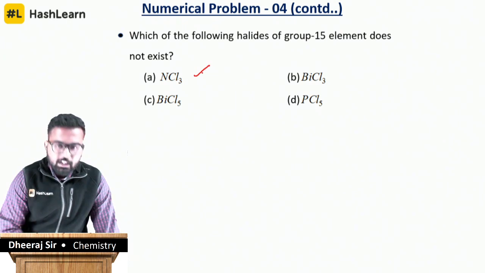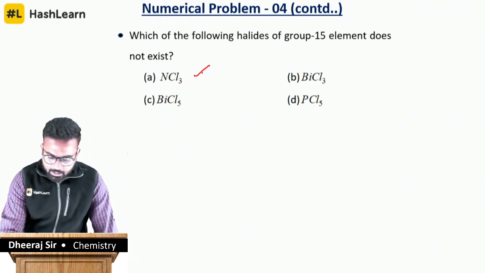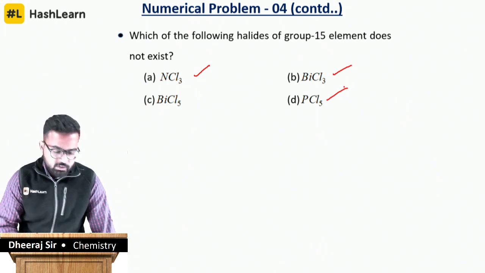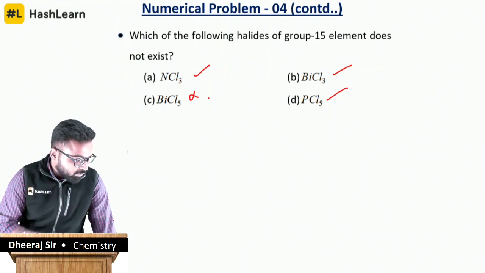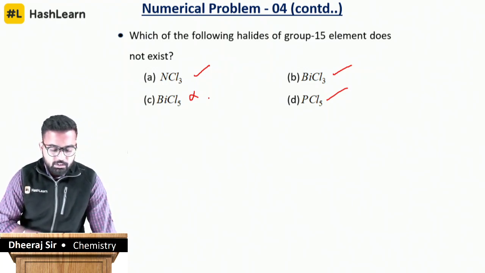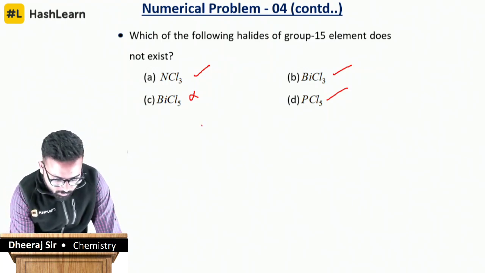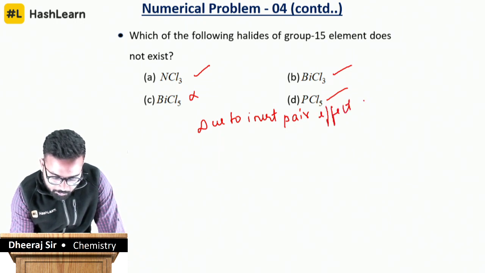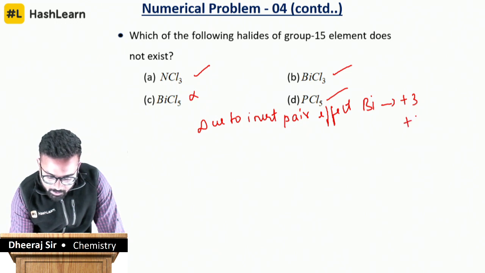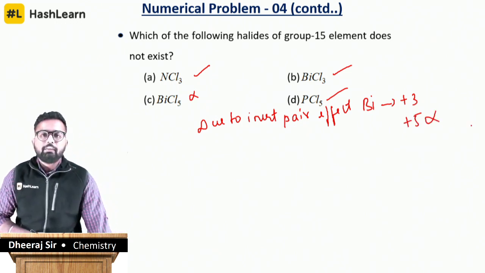NCl3, it is definitely possible to form NCl3. So is BiCl3. So is PCl5, phosphorus pentachloride. It is not easy to form, or it is not at all possible to form BiCl5, bismuth pentachloride, because due to inert pair effect, bismuth will always exist in +3 oxidation state. It will not exist in +5 oxidation state.